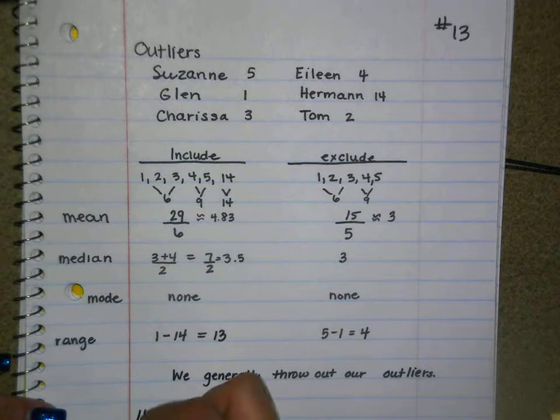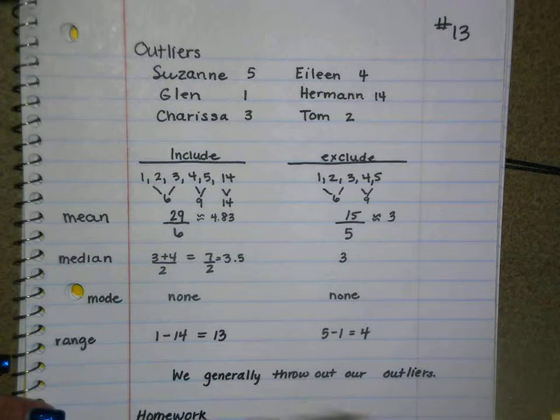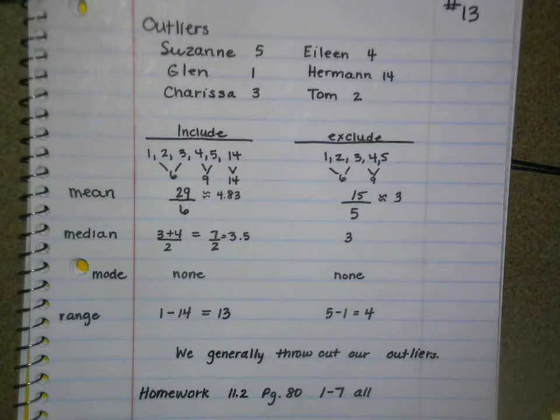So for the homework, and I think you guys got some real world examples from what I was talking about, you're going to do 11.2 on page number 80, and you're going to do 1 through 7, which is all of them. Okay, so go ahead and start your homework. If you have questions about all of this, you can let me know. Otherwise, go ahead and start your homework and have fun doing it.